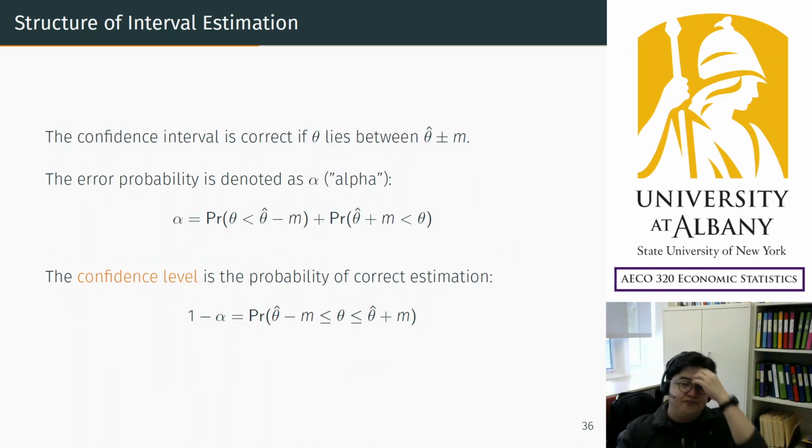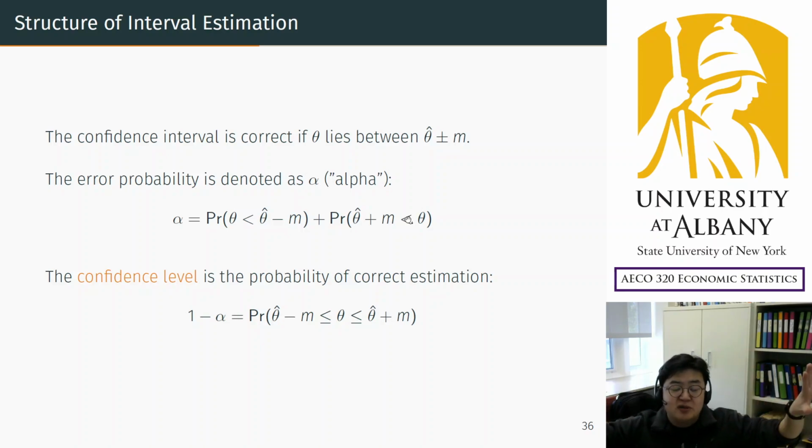And the confidence interval is said to be correctly estimating the parameter as long as the true parameter is between those 2 points. Obvious, right? And of course, it may be wrong by random errors. So the error probability is usually denoted as alpha, and that is when the true parameter is outside of this interval. So either the true parameter is smaller than the lower confidence limit, or the true parameter is greater than the upper confidence limit, right?